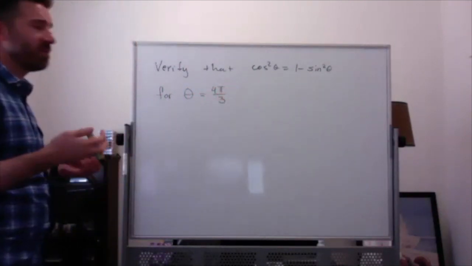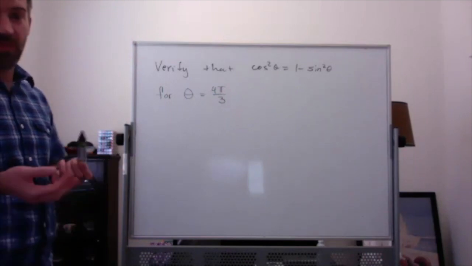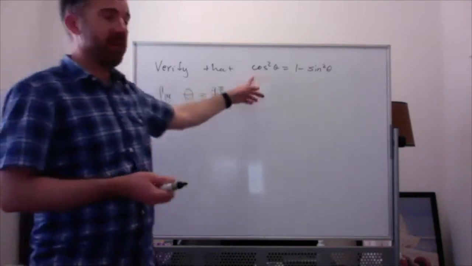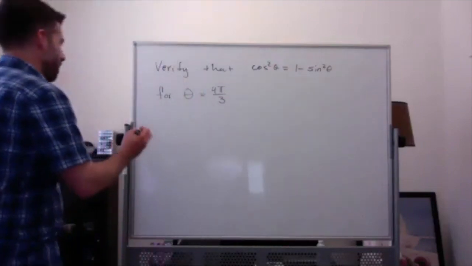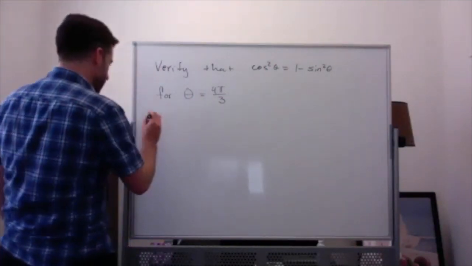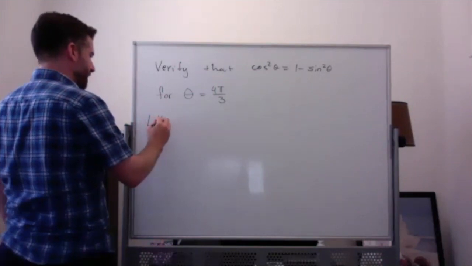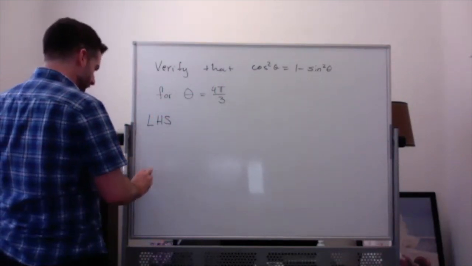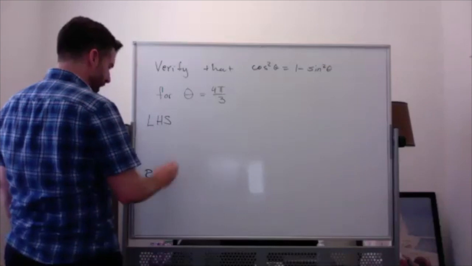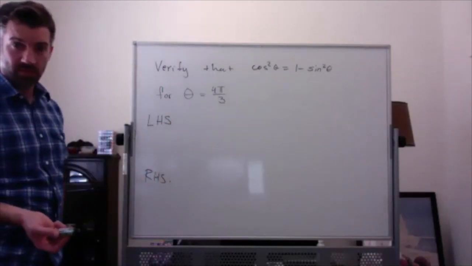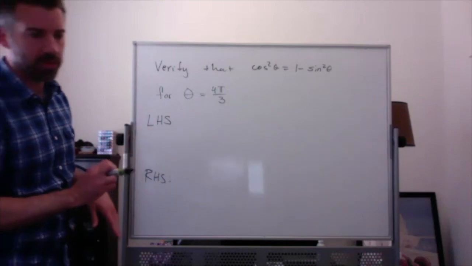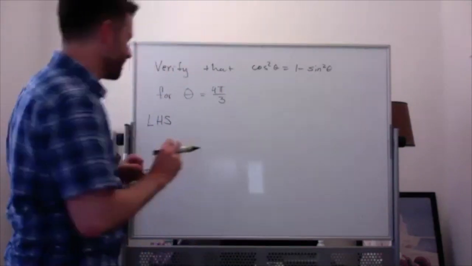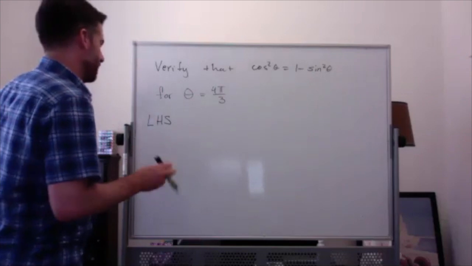So all that really means is I'm going to plug in 4 pi over 3 for my angle and check that whatever I get on this side and whatever I get on this side are actually the same. So I like to do it this way. I like to look at the left-hand side and the right-hand side separately and then see that they're actually equal to each other. Sometimes I don't do it this way. I'll show you a different example where it's different.